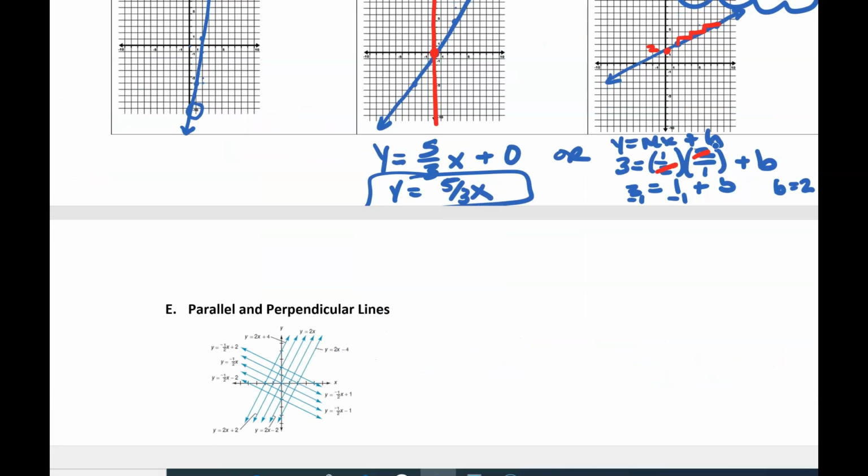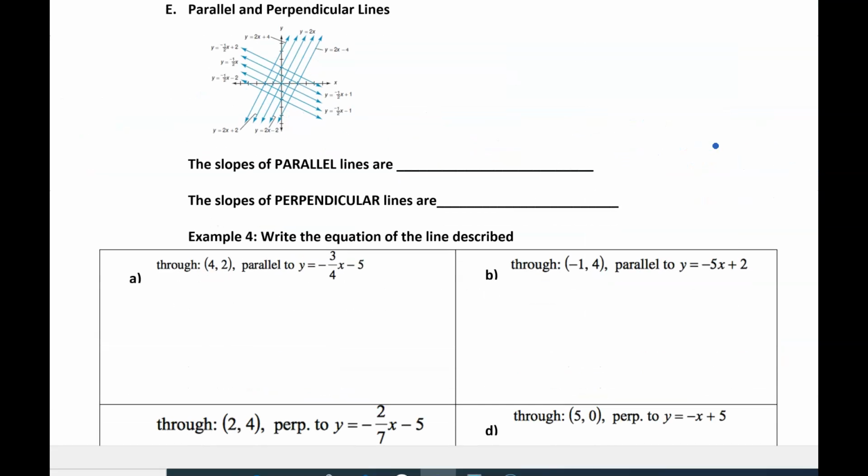Okay, so let's go down to the next section. In the next section, we're going to expand on this a little bit, and we're going to talk about parallel and perpendicular lines. This is a picture from our textbook that I copied to our notes, and it shows the different equations for lines that are parallel and perpendicular. So let's look at some of the parallel lines.